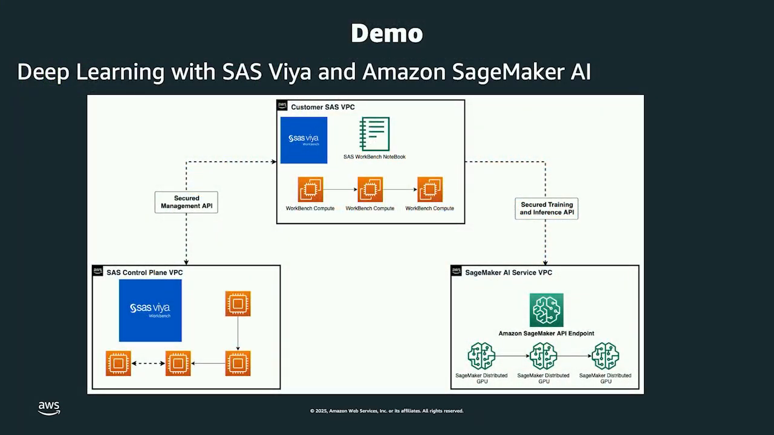And so when it comes to Workbench, this is a little bit what the deployment looks like. You have your control plane that's managed by SaaS, and then you have your data plane that sits in your account. Now if you wanted to scale your deep learning using SageMaker, that's when you have a secure connection between your account and SageMaker, and then do the training.